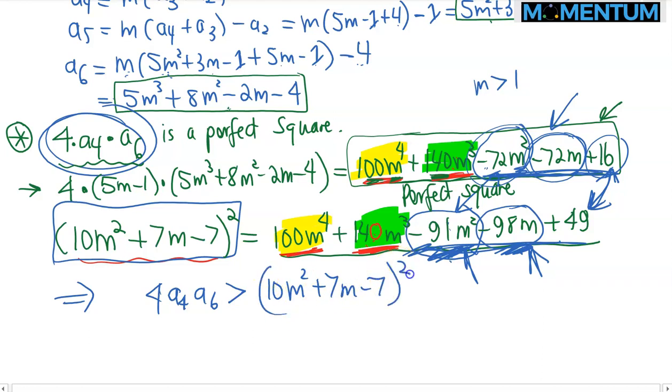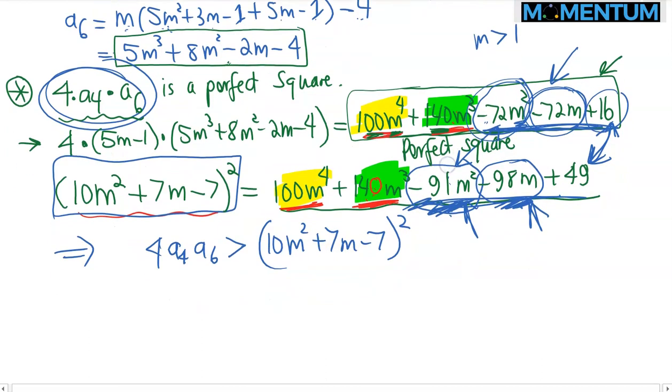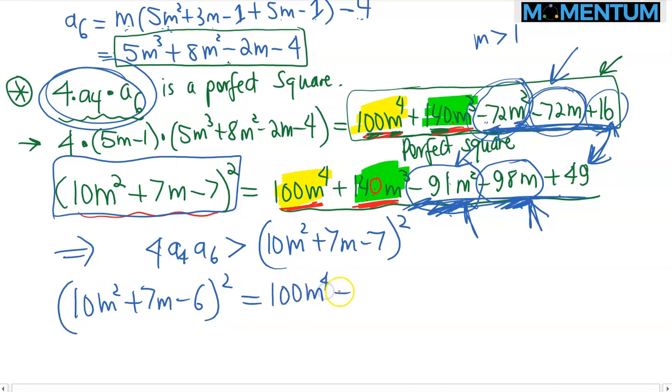is greater than (10m squared plus 7m minus 7) all squared. Now there's another expression that I want to look into, and it is this one, (10m squared plus 7m minus 6) squared. And when you expand this one out, you find something like this. It will start out the same way, obviously, but then the ending will be slightly different: minus 71m squared minus 84m plus 36.